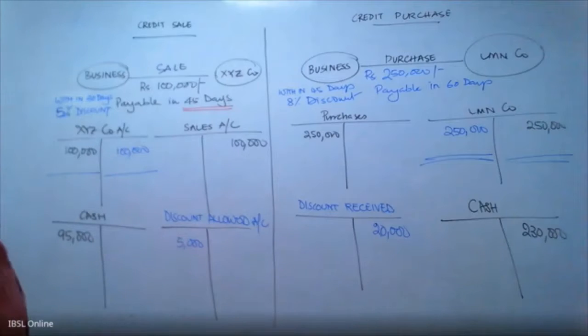Okay, right. So that is all about discount allowed and discount received. So what you do at the time of recording the cash receipt or payment, you have to record alongside the discount allowed and the discount received in the respective columns of your cash book. Okay, right. So we come to the last part.